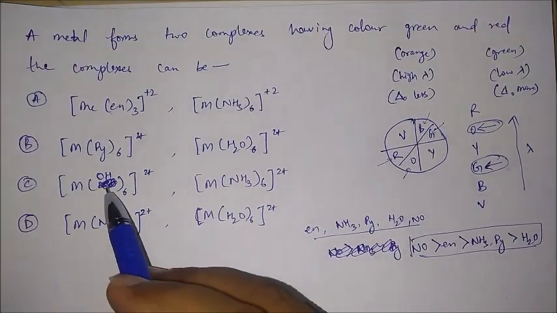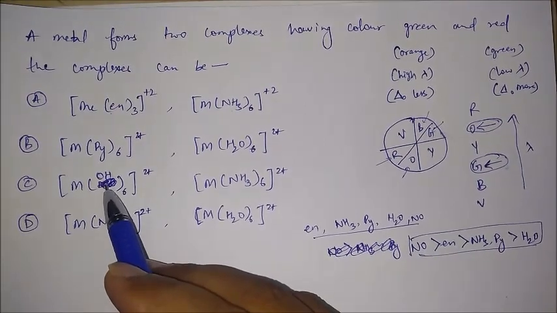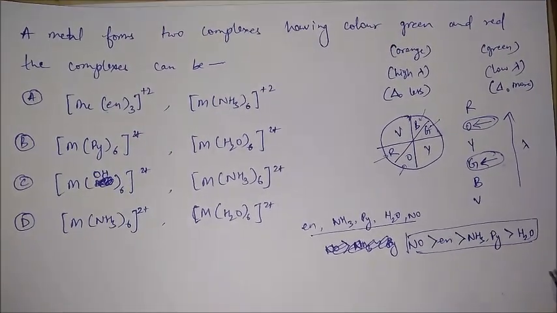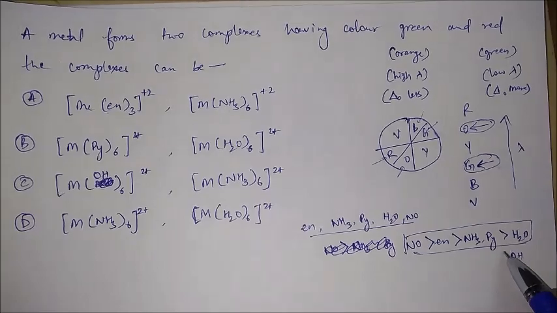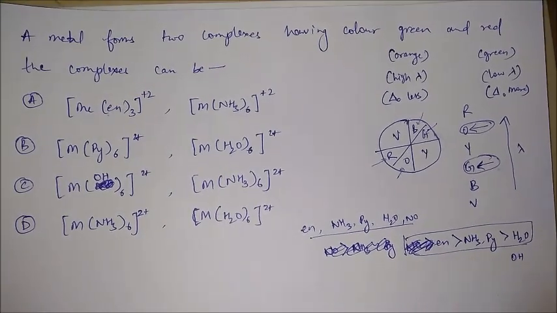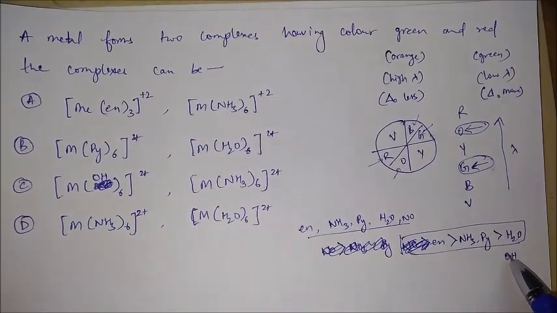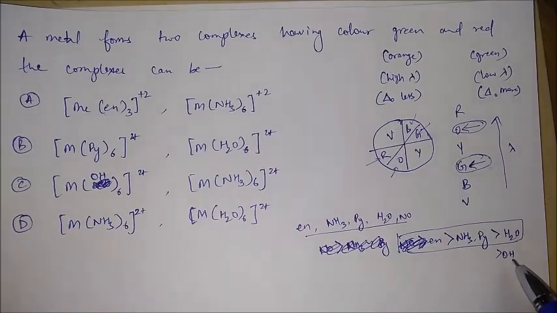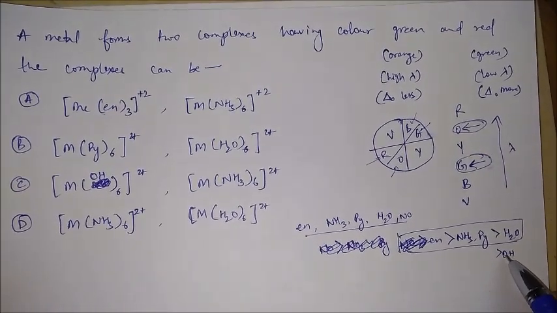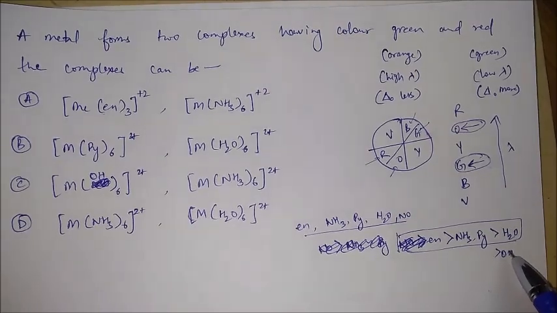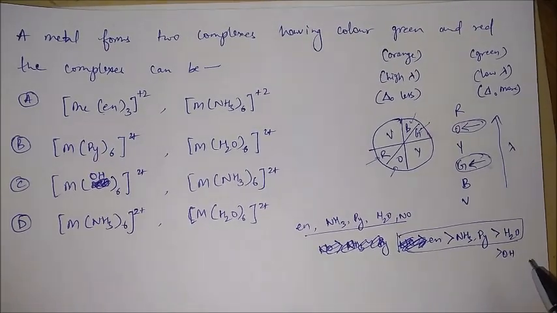In the third one, sorry for the mistake. Actually it was not NO over here, it should be OH. NO is not here. OH is the least one, so in the spectrochemical series it has the least strength.